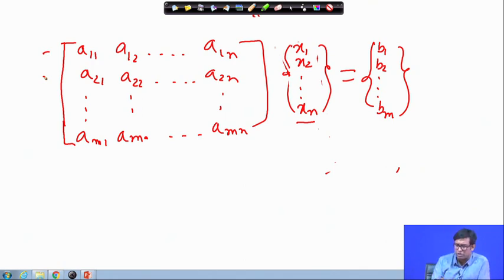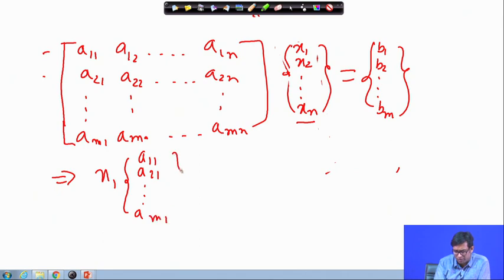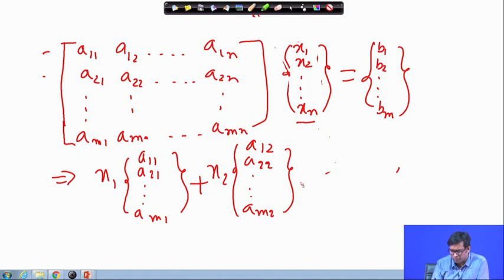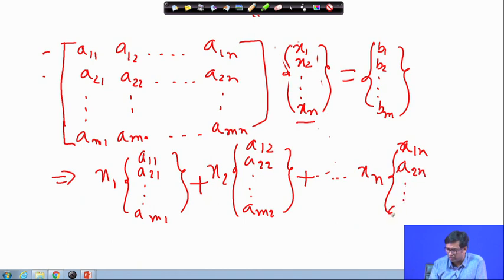So, now our job is to express this in terms of a vector equation, and what we can write here is that x1 into a11, a21 up to am1, plus x2 into a12, a22 up to am2, and it will go on up to xn into a1n, a2n up to amn, and the resultant will be b1, b2 up to bm.